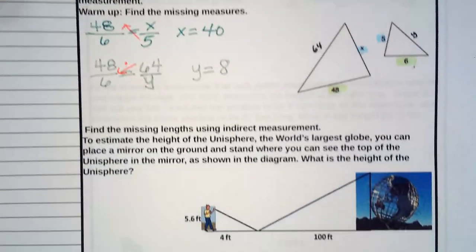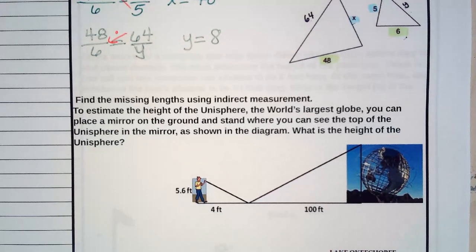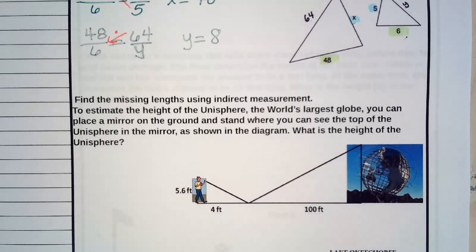Okay, so let's look at how we find missing lengths using indirect measurements. To estimate the height of the Unisphere, the world's largest globe, you can place a mirror on the ground and stand where you can see the top of the Unisphere in the mirror, as shown in the diagram. What is the height of the Unisphere? So do you want to go from triangle to triangle, or do you want to go from side to side?